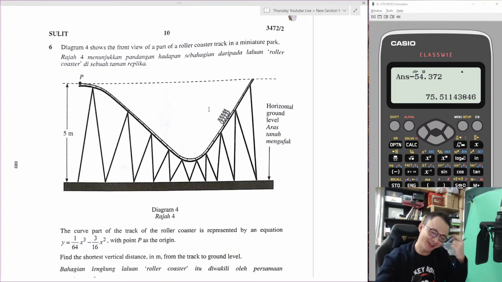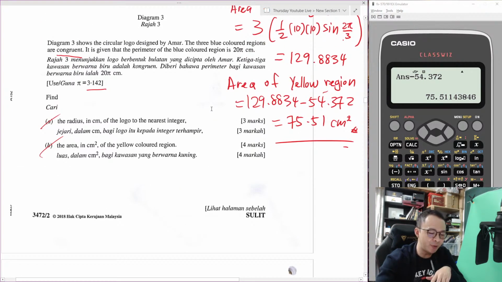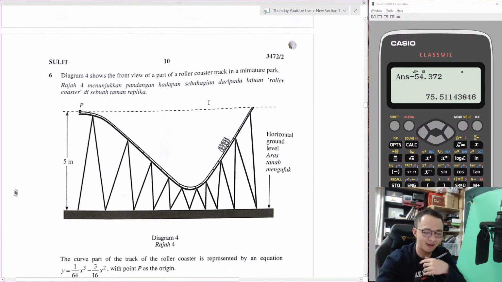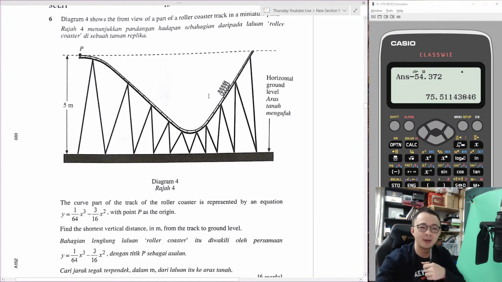Yeah, this is the reason why I say I think the 2018 students must be very smart, because their question is hard. Okay, the diagram 4 shows the front view of a part of the roller coaster track in the miniature park. Okay, so I think we should change into the integer as part A, right? Part A we will get exactly an integer because we will just get 10. 10 is an integer, isn't it? I blanked on this roller coaster question.